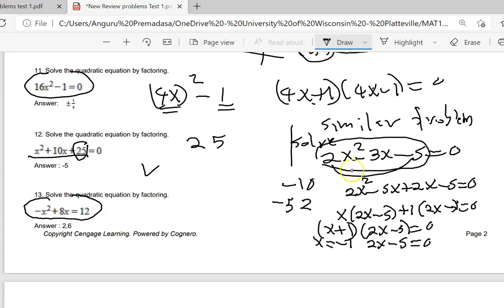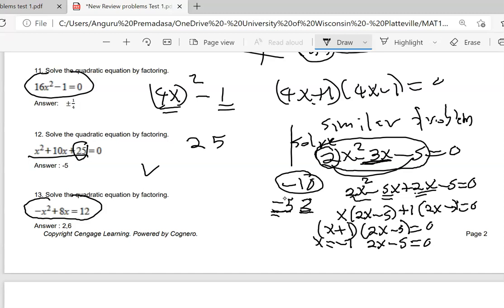Okay, so how do you do this? When the leading coefficient is not 1, you multiply the first one and the last one. So 2 and negative 5, you get negative 10. You find two factors of negative 10 which add up to the middle term, which is negative 3. Negative 10 has two factors, negative 5 and 2, and they add up to negative 3. So then you break the middle term into two pieces. Negative 3x can now be broken up into negative 5x plus 2x. So that's what I've done here, negative 5x plus 2x.